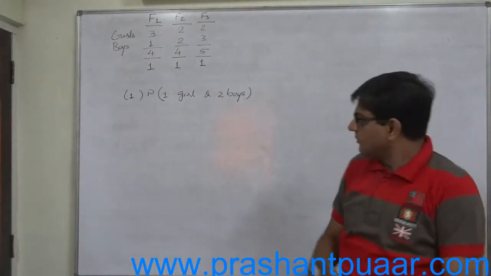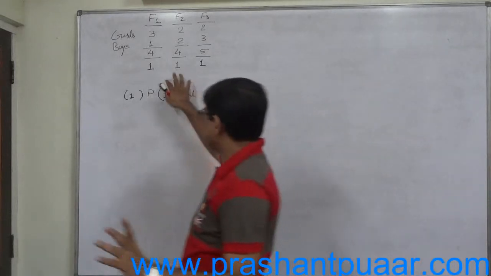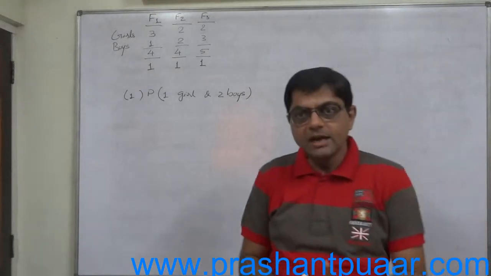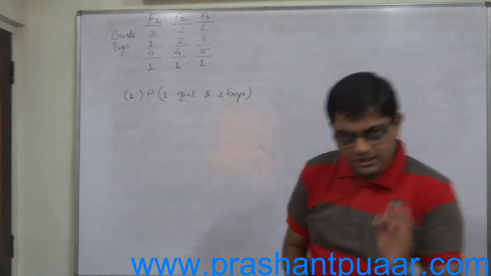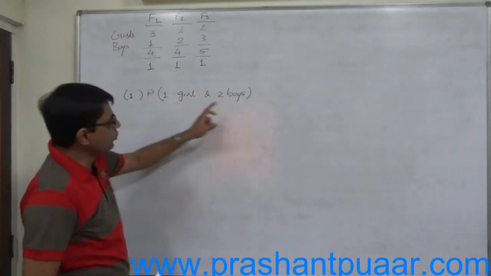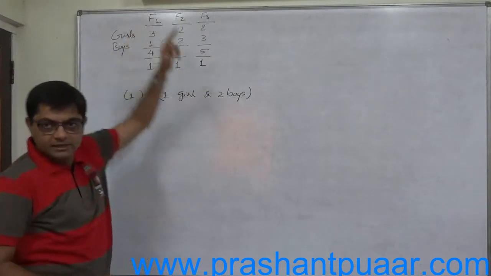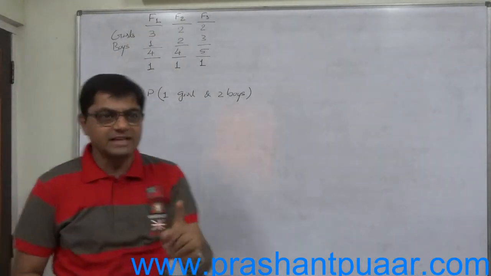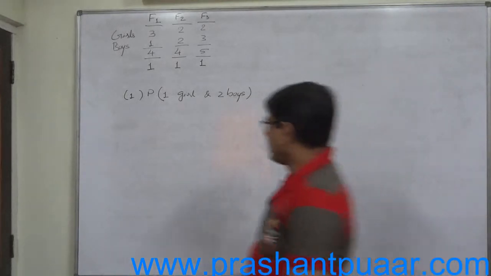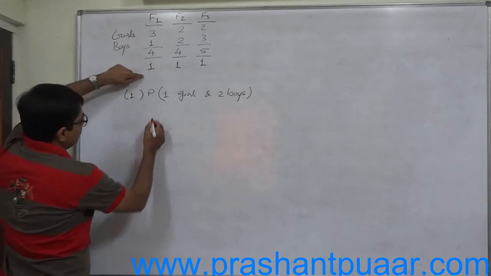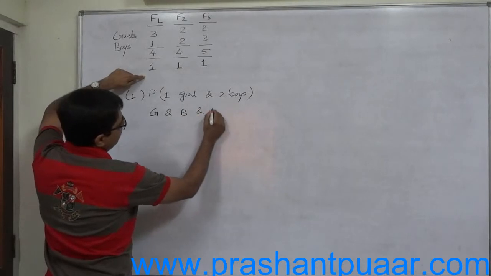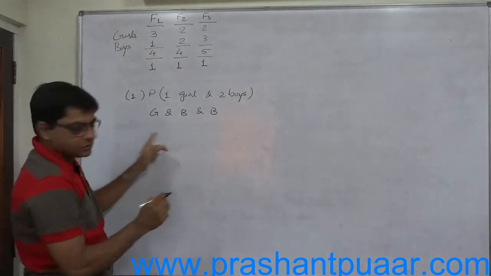Now, first of all, the solution of this problem is possible in many ways, but we are going to get the solution by the easiest way. Just think in how many ways 1 girl and 2 boys can be selected from these 3 families if one child is selected at random from each family. So it is possible, say, girl from first family and boy from second and boy from third. 1 girl and 2 boys.